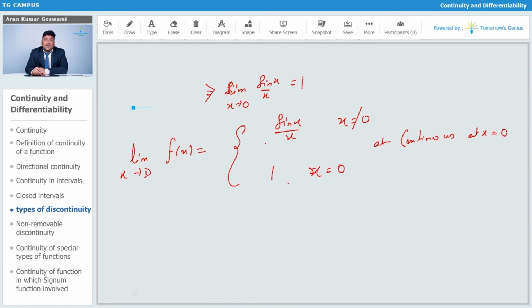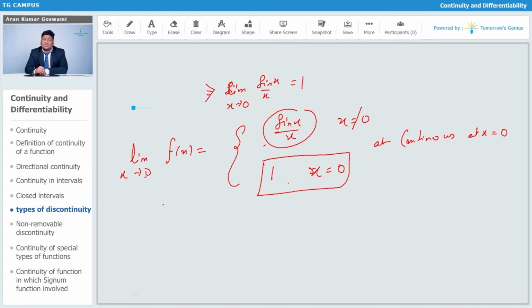Okay, and the left hand limit for this function and the right hand limit will definitely be the same. If you check the left hand limit and the right hand limit, it will give you the same. And my function is 1 at x equal to 0. So yes, we can say that. This is the extended part of the problem which we have taken to make this function continuous at x equal to 0.